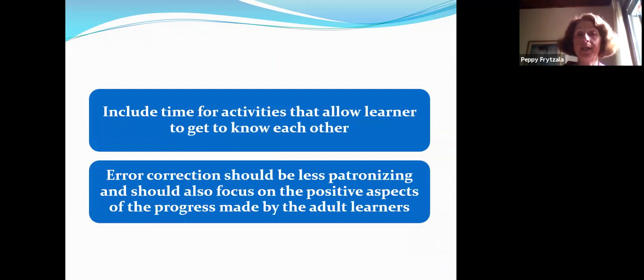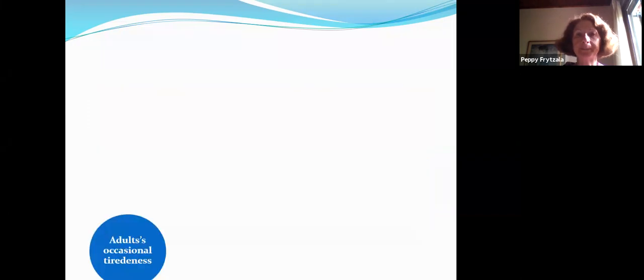What about error correction? Well, it should be less patronizing. We don't want to discourage them, and it should also focus on the positive aspects of the progress made by the adult learners. It is very easy for them to be discouraged because of certain mistakes, and adults tend to be more strict with themselves when they make mistakes.